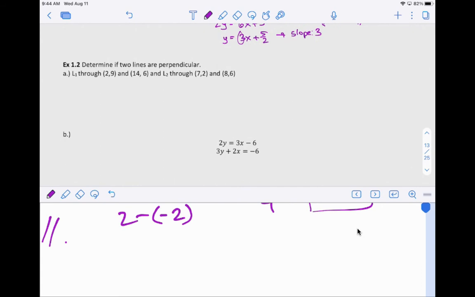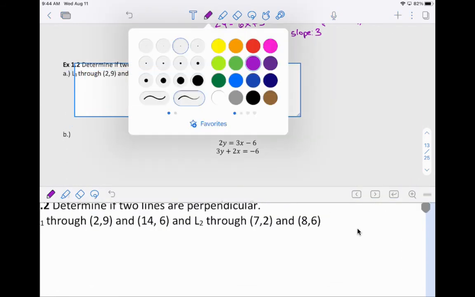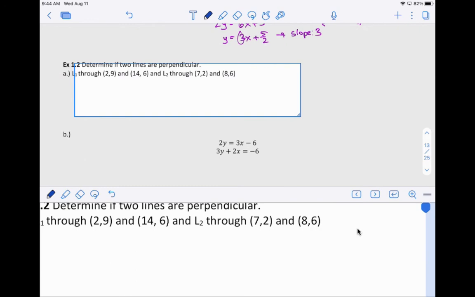Perpendicular. Let's check if it's perpendicular. For something to be perpendicular, they would have to have opposite reciprocal slopes. So let's take a look at these. Again, we're looking at the slope. Slope is slope. Slope's not going to change. So finding a slope, it's the steepness between 2 points. That's what we're looking at.